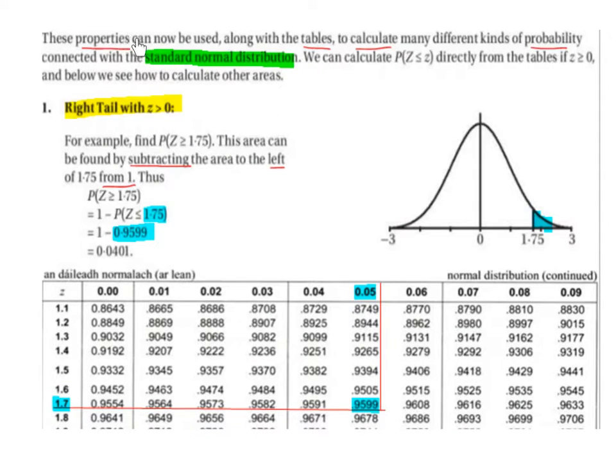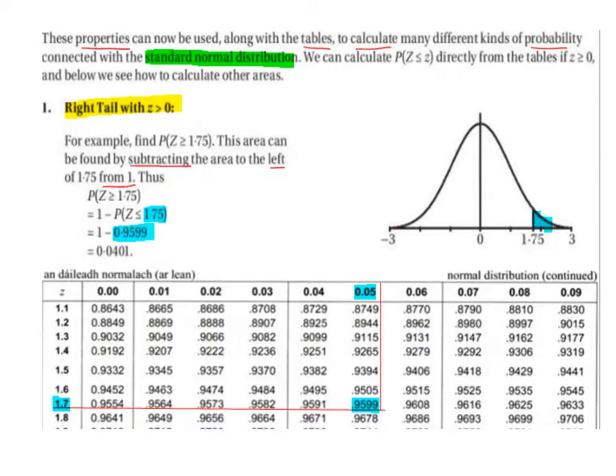These properties can now be used along with the tables to calculate many different kinds of probability connected with a standard normal distribution. We can calculate the probability that z is less than or equal to z directly from the tables if z is greater or equal to 0. And below we can see how to calculate other areas. So part 1, when we have a right tail with z greater than 0. For example, to find the probability that z is greater or equal to 1.75.